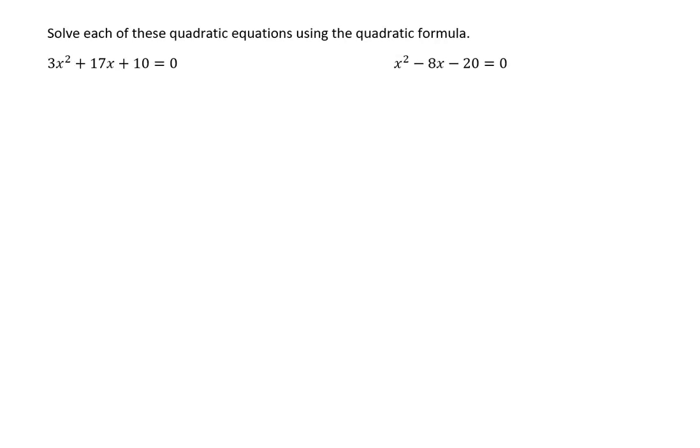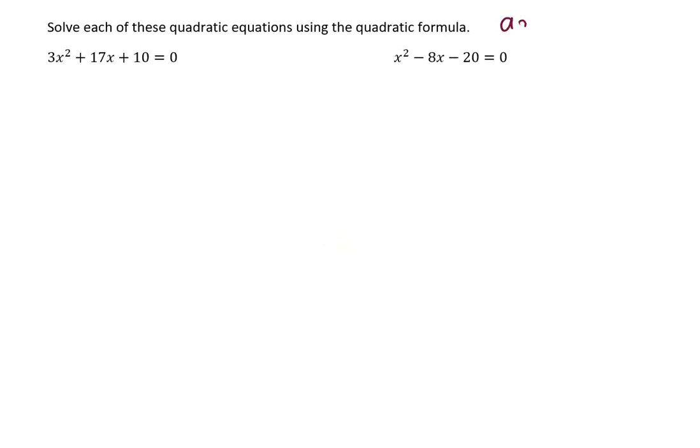In this video, we're going to look at using the quadratic formula as another method for solving quadratic equations. Our first equation, 3x squared plus 17x plus 10 equals 0, is written in the standard form, where we have the x squared term first, plus the x term, plus the constant term, equals 0, using the letters a, b, and c to represent the numbers, which for us are 3, 17, and 10.